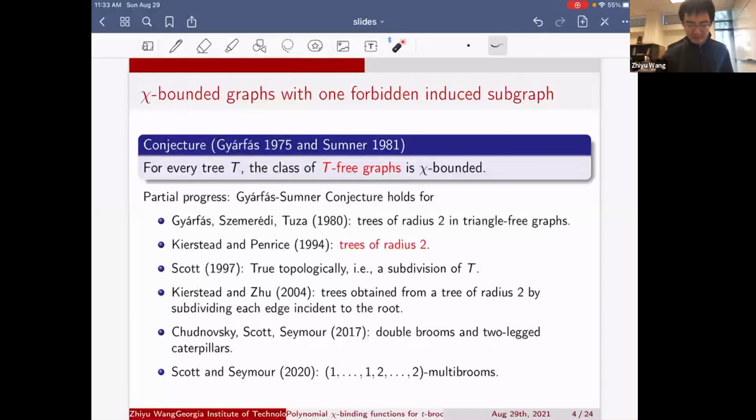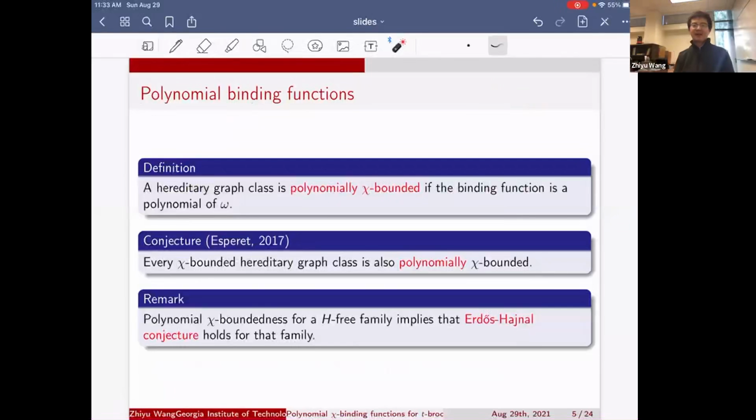After we know a graph class is chi-bounded, the next natural question is, what is the binding function? We say a hereditary graph class is polynomially chi-bounded if the binding function is a polynomial of omega. There is a very bold conjecture by Esperet in his thesis, that every chi-bounded hereditary graph class is also polynomially chi-bounded. So far we don't know any chi-bounded graph class that is not polynomially chi-bounded, so we don't know whether this conjecture is true or not, but it will be nice if it's true.